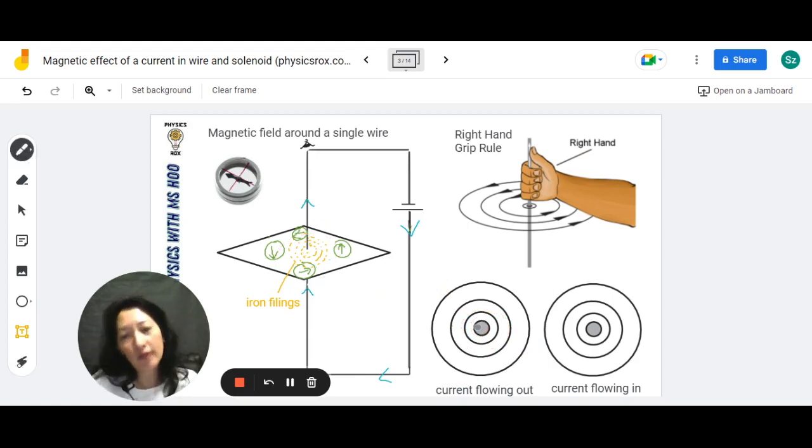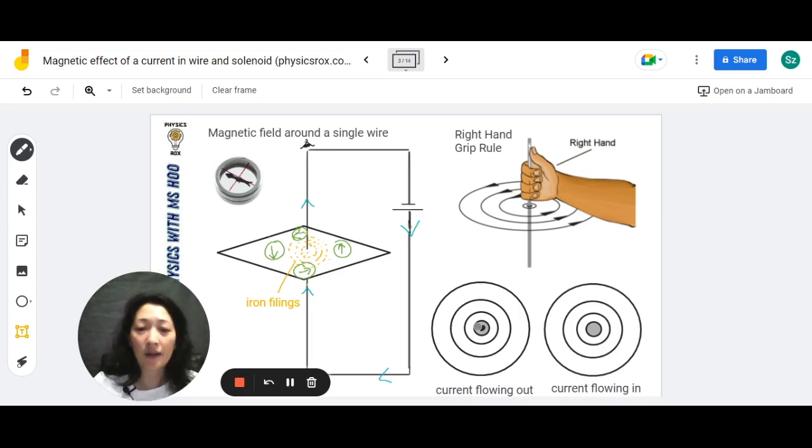Now, we're not going to label out and in. That's kind of strange. So usually there are symbols to represent the current direction. If the current is flowing out of the paper towards you, towards your point of view, out of the screen, out of the paper, the symbol is like this. It's a black dot.